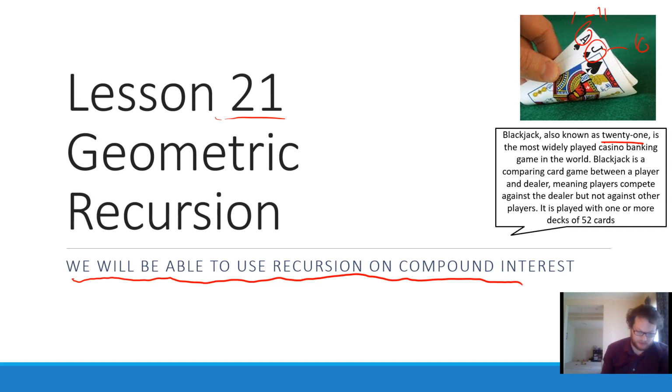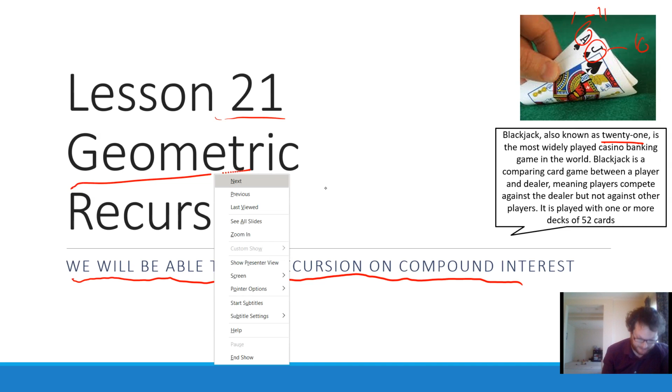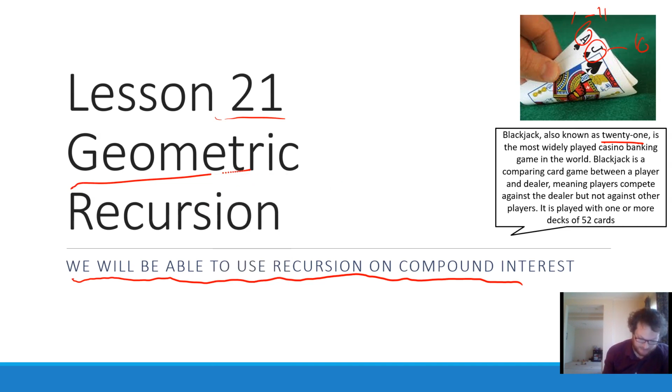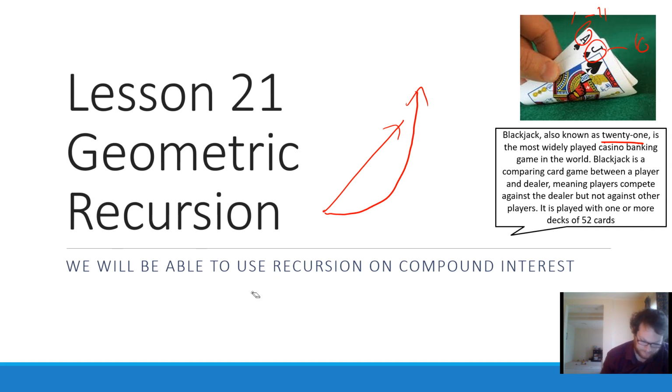So, geometric is different from arithmetic, and we're going to look at how geometric uses this idea of recursion, and how that links to this new idea of compound interest. Because if we remember, linear goes up like this, but compound shoots up really, really quickly. It has exponential growth, whereas simple just has linear growth. So let's talk about how these things work.